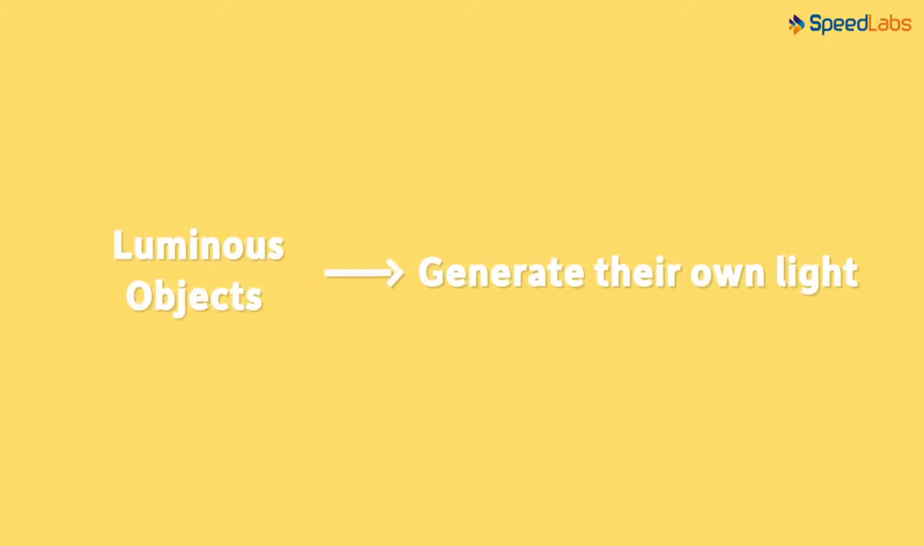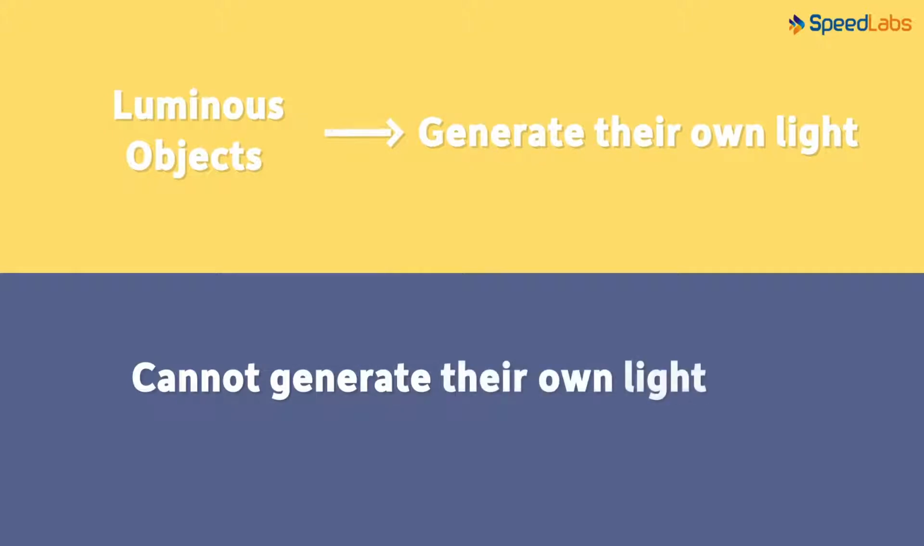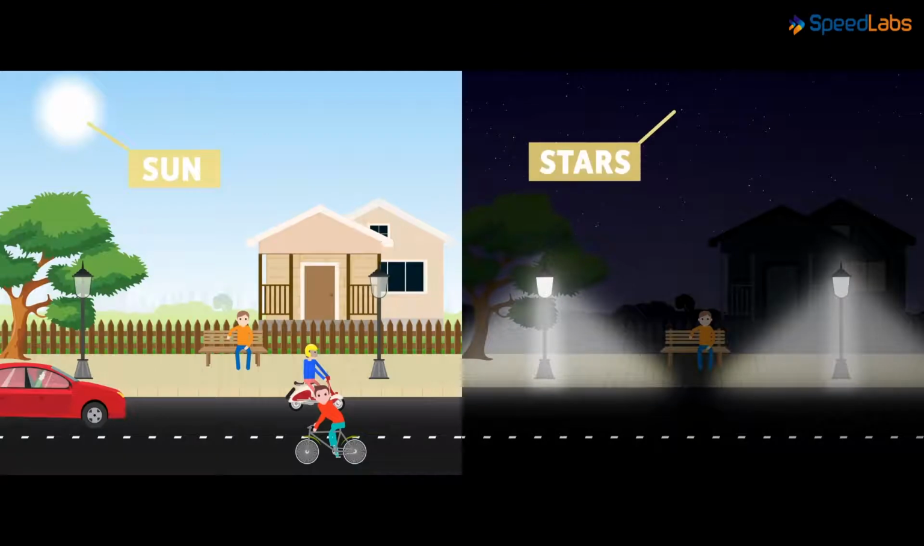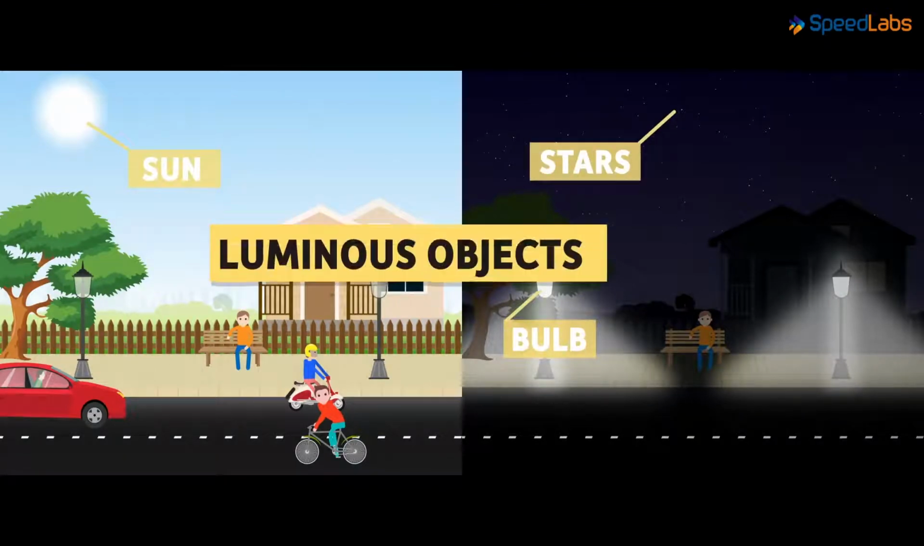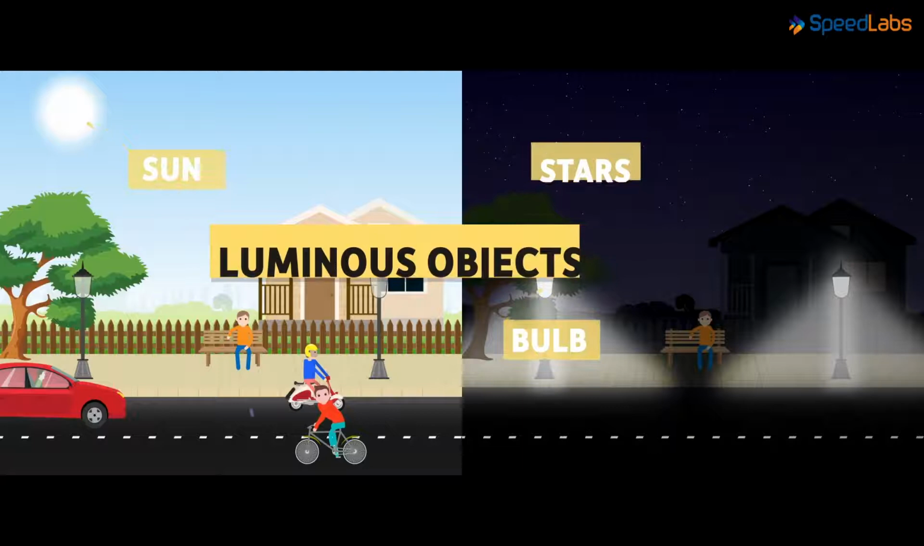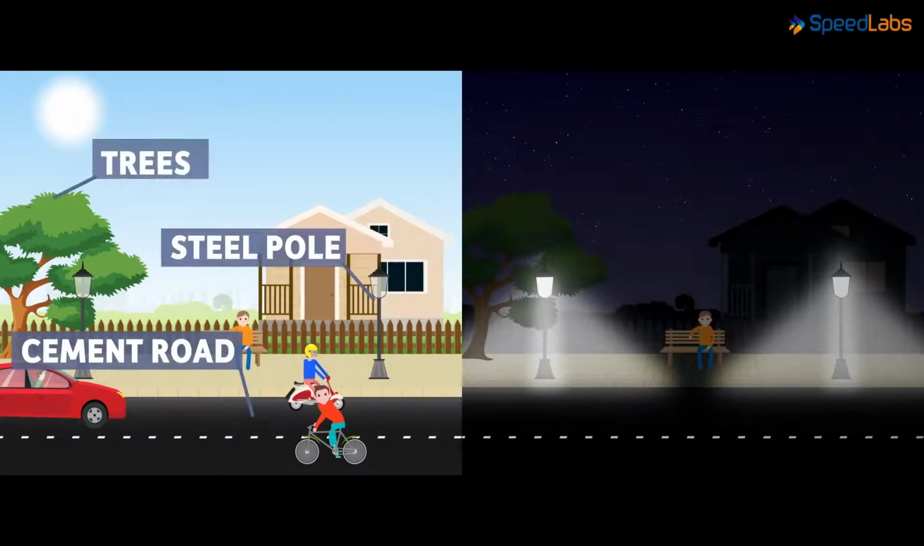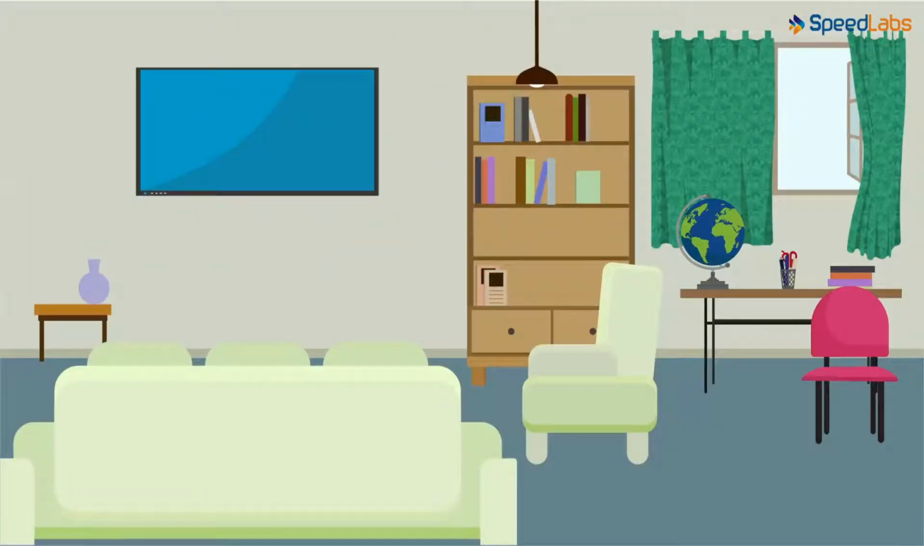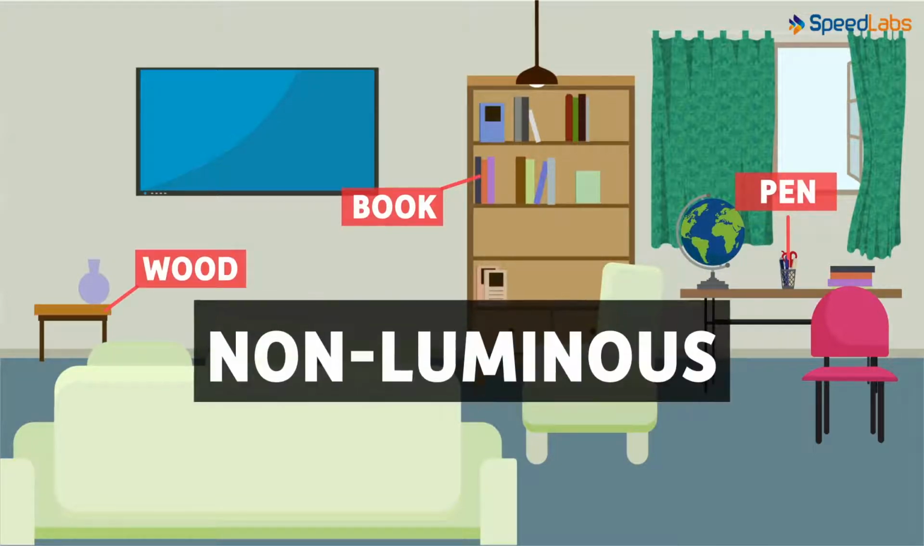Objects which can generate their own light are called luminous objects, whereas the objects which cannot generate their own light are called non-luminous objects. Sun, stars, light bulbs are some of the examples of luminous objects. While the cement road, the steel pole, the trees and the benches are non-luminous objects. The human body is also non-luminous. We cannot generate our own light. Most of the objects that we come across in our day-to-day life are non-luminous. The book, the pen, wood, and so on are non-luminous.